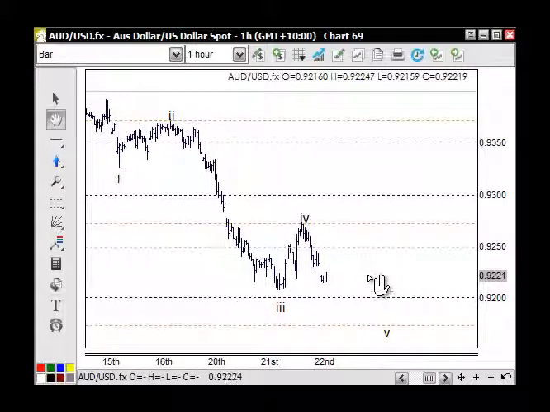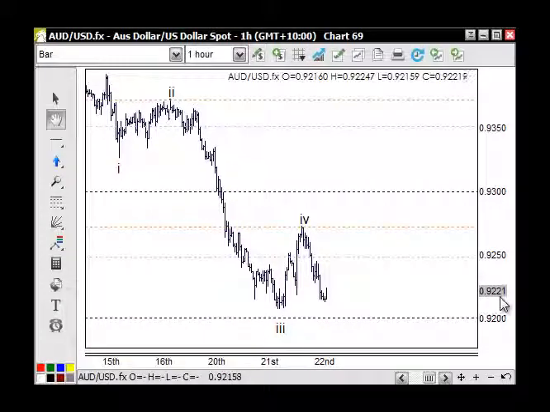So look, it's not really a tradable zone here. Once we can confirm wave 5 is complete, then we can look for a move to the upside. Well, a bounce at least anyway, in 3 waves minimum.